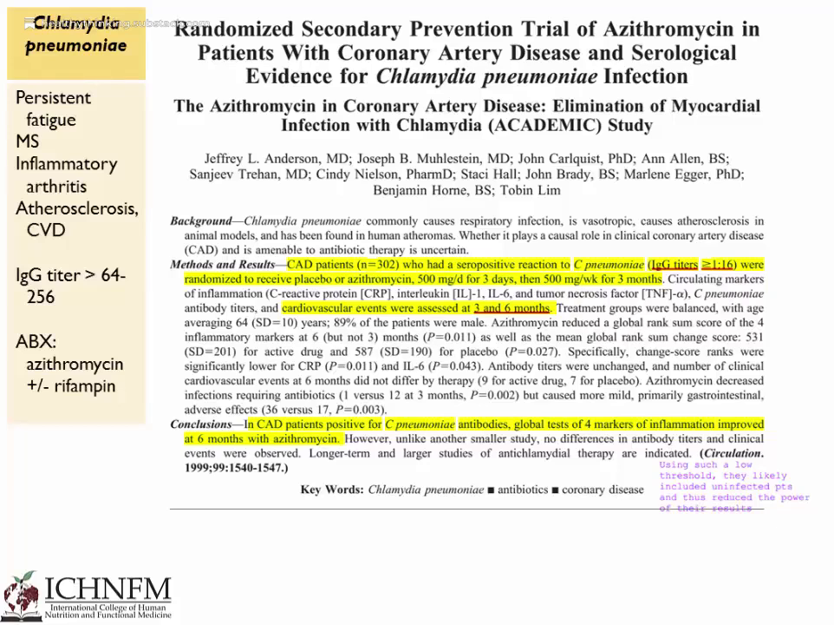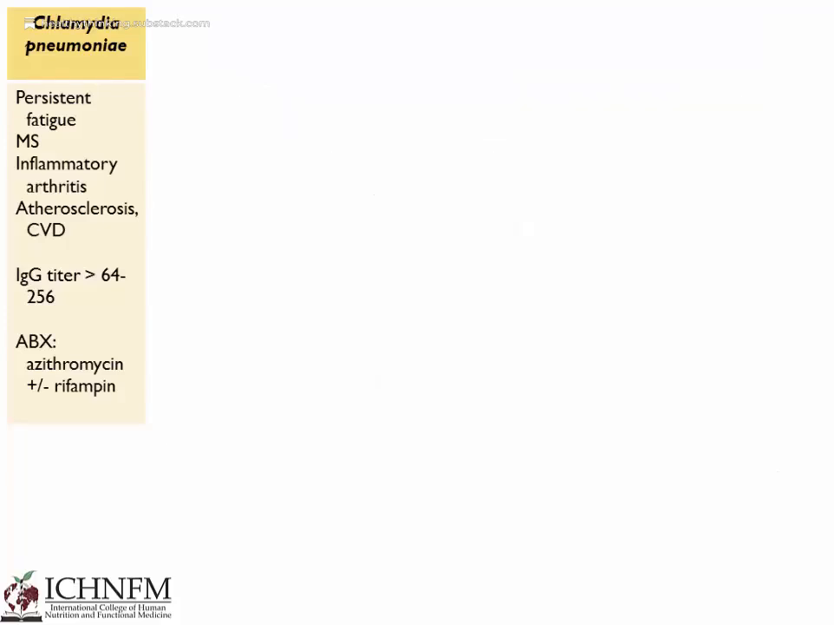In coronary artery disease patients positive for Chlamydia pneumoniae antibodies, global tests of 4 markers of inflammation improved at 6 months following azithromycin treatment. So they were able to produce an anti-inflammatory effect, presumably by either targeting Chlamydia pneumoniae specifically or generally reducing the total microbial load, therefore the total inflammatory load in these patients with coronary artery disease. I think that provides some justification for antimicrobial intervention.